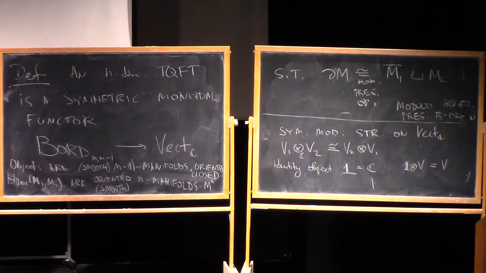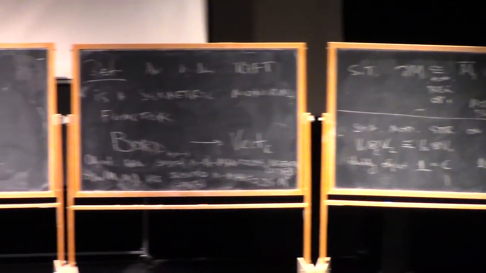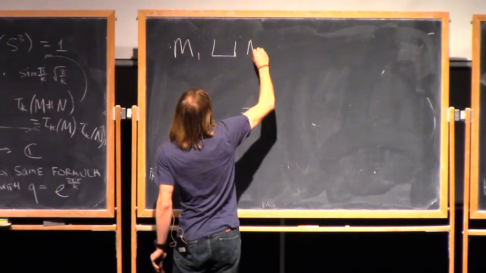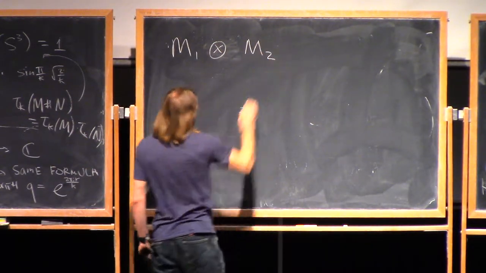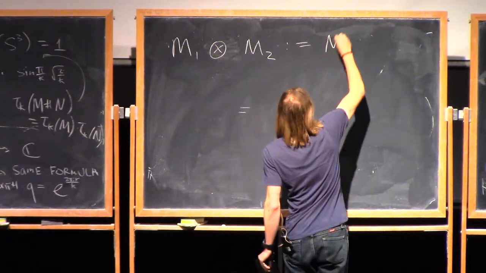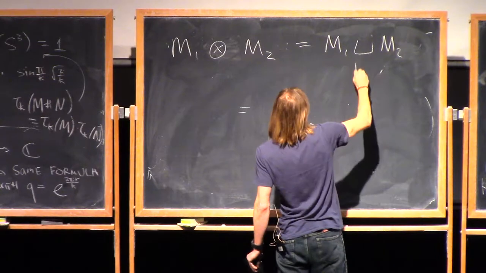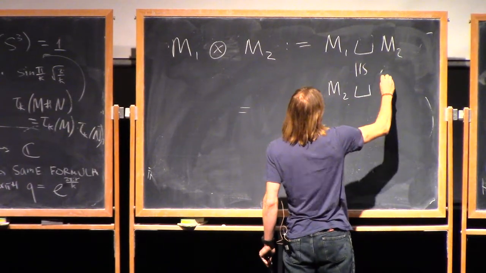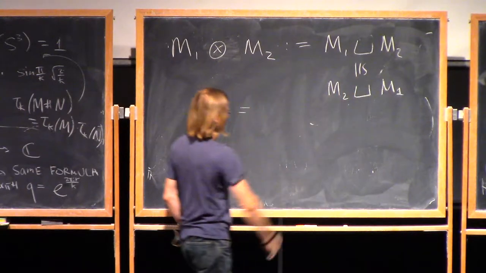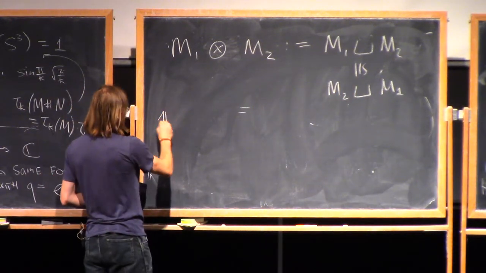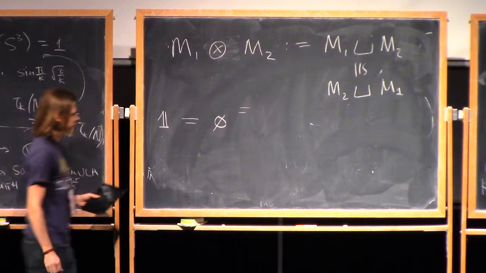And so on the left-hand side, if I take two objects, the tensor product in the sense of the monoidal structure is a disjoint union. And of course, we have a natural canonical isomorphism to the disjoint union swapped. There is a standard homeomorphism from this to this. And the identity object is an empty space.